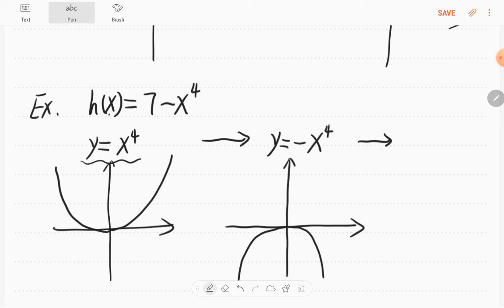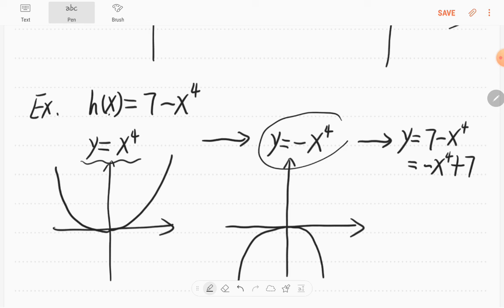Then the last step is we have y equals 7 minus x to the fourth. So you can write this as negative x to the fourth, and we add 7 on the whole function. That means we will move up 7 units, right? Move up 7 units. So here is 7, for example. We use another color, so it will look like this one. We move up 7 units.